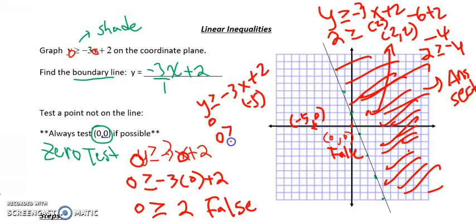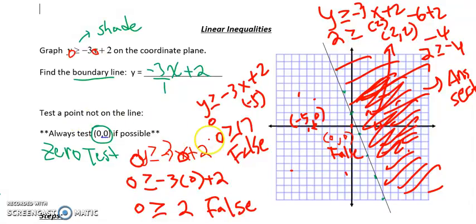So 0 is greater than or equal to negative 3 times negative 5, which is positive 15. Positive 15 plus 2 is 17, right? I just solved this problem. So 0 is not greater than or equal to 17, so that's false. That's why we didn't shade this part. Any points here, if you plug them in, are going to be false. Any points where I just shaded, if I plug them in, are going to be true.